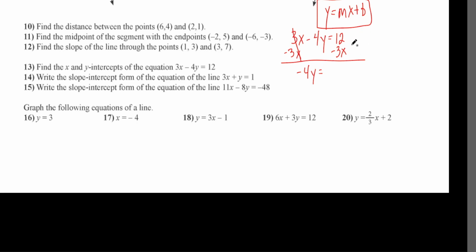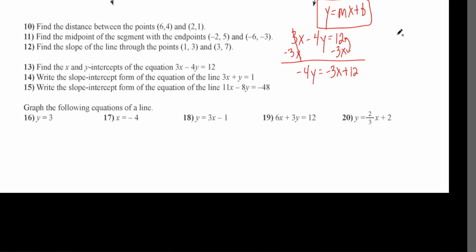This is a part that people forget, and I say it all the time. I don't want to write it 12 minus 3x. How do I want to write it? Negative 3x plus 12. All I did was just switch the order, right? That's all I did. Not a hard step. I just switched the order because I want the x first because of slope-intercept form.